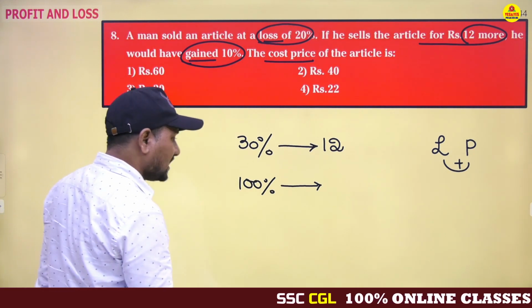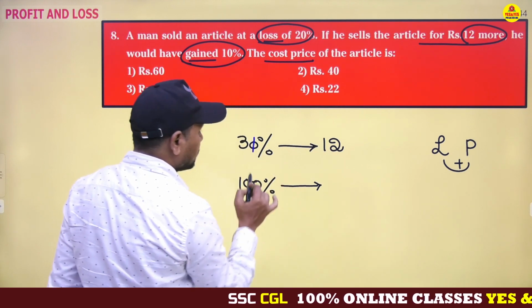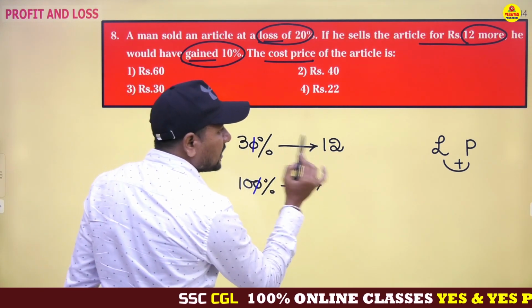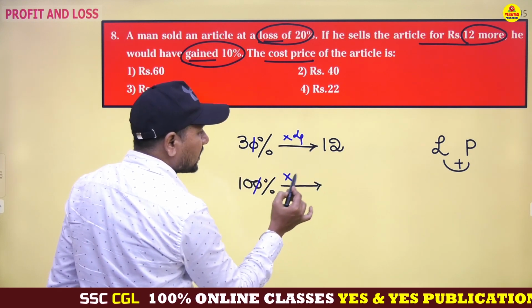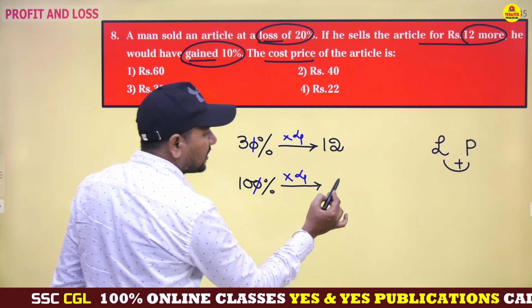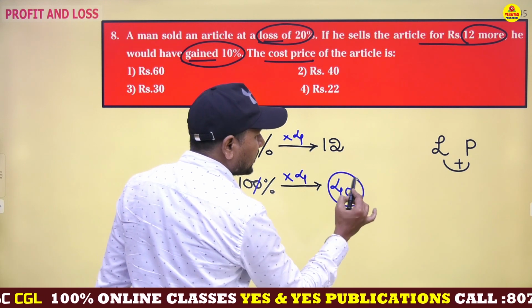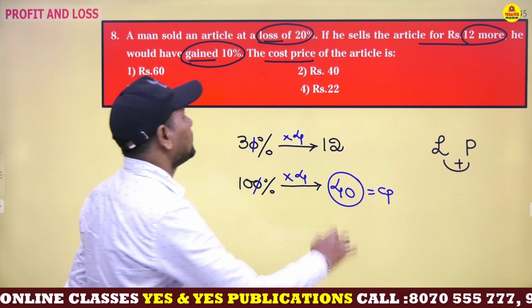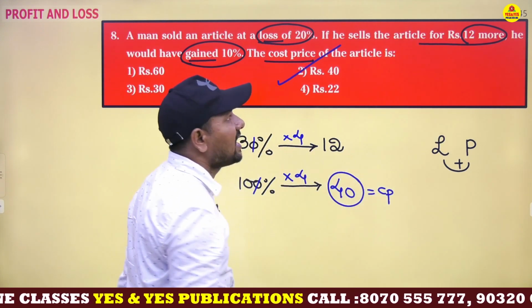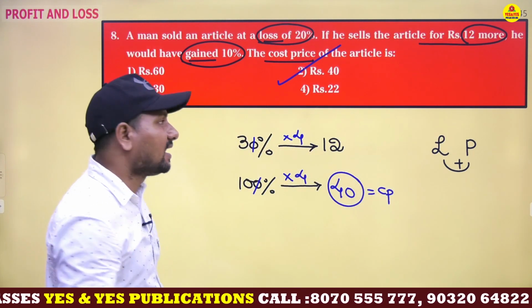Then what is the answer? Here the 0 0 will be cancelled. 3 parts equal to 12 rupees. 3 parts equal to 12 rupees means 3 4s are 12. Here also I multiply with 4. 10 into 4 is equal to how much? 40 rupees. It is equal to cost price. The cost price of the product is 40 rupees. Option 2 is the right answer.